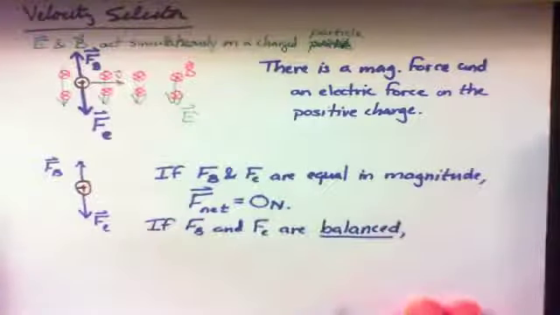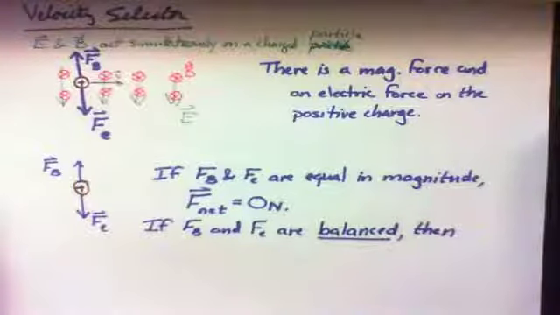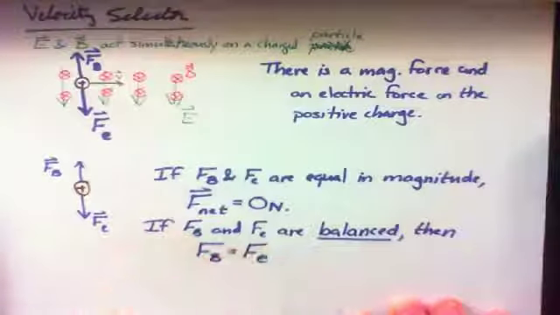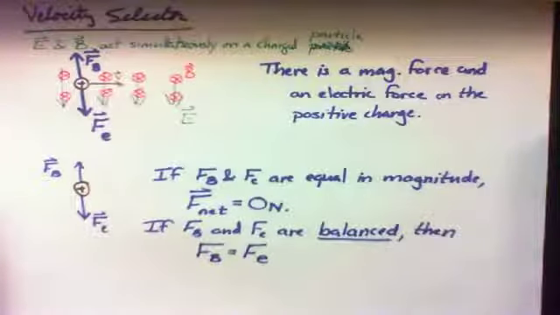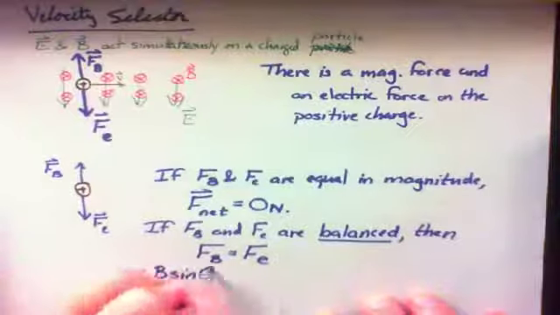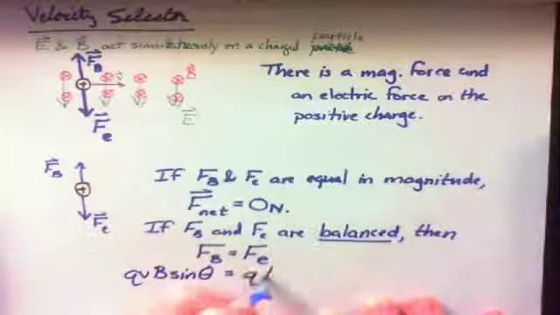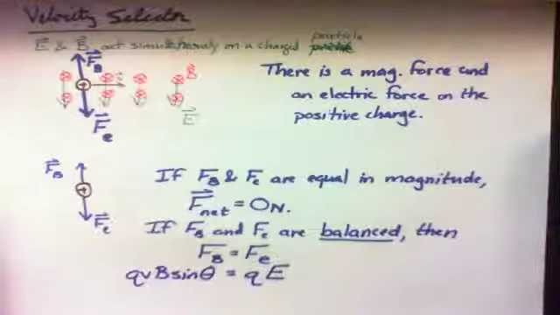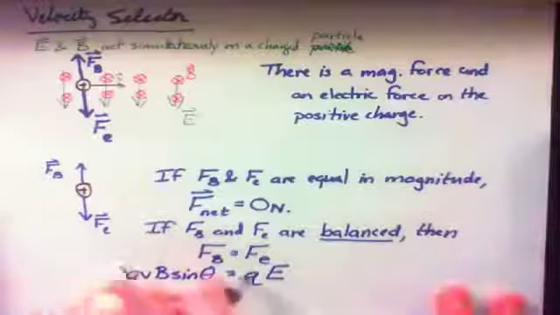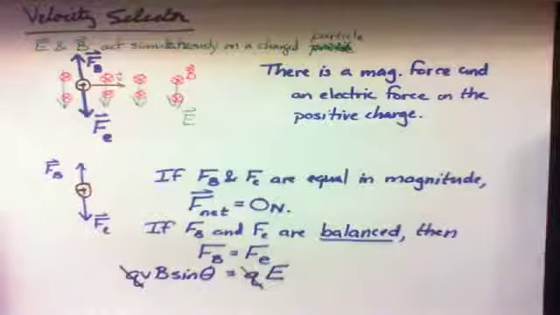Let's see if we can come up with an equation for what that would look like. If the magnetic force is equal in magnitude to the electric force, that means QVB sine theta is equal to Q times E. Well, let's see, how can we clean that up a little bit? There's Q's on both sides. Let's cancel the Q's. So we get VB sine theta is equal to E.